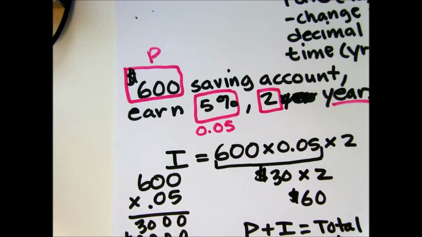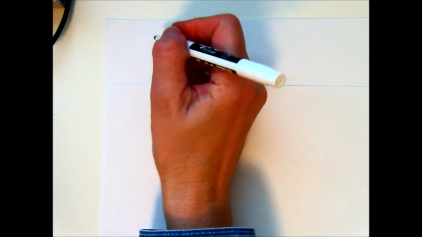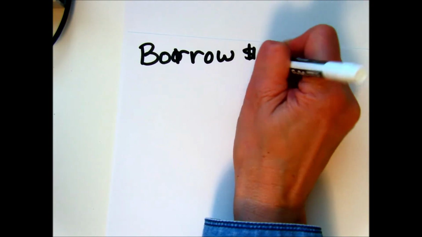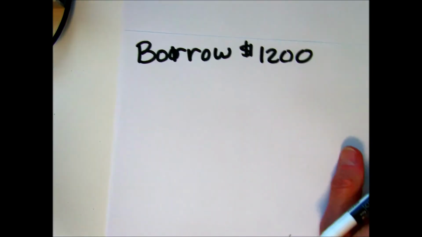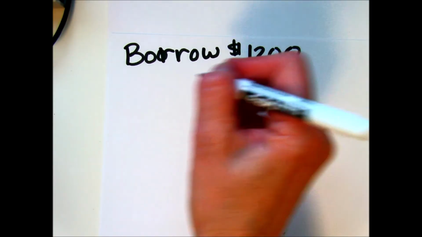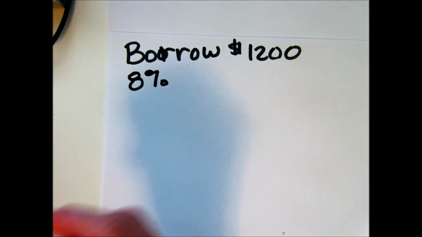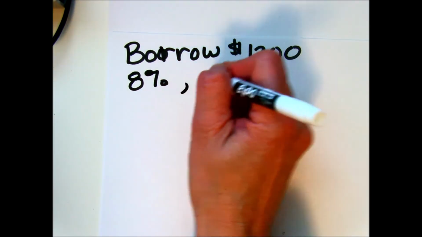Let's look at some other problems. We're only going to focus our attention on simple interest. Let's do one. Let's say we're borrowing some money. We're going to borrow $1,200, and we're going to pay 8%. Okay, so 8%. And we're going to spread it out over 5 years.